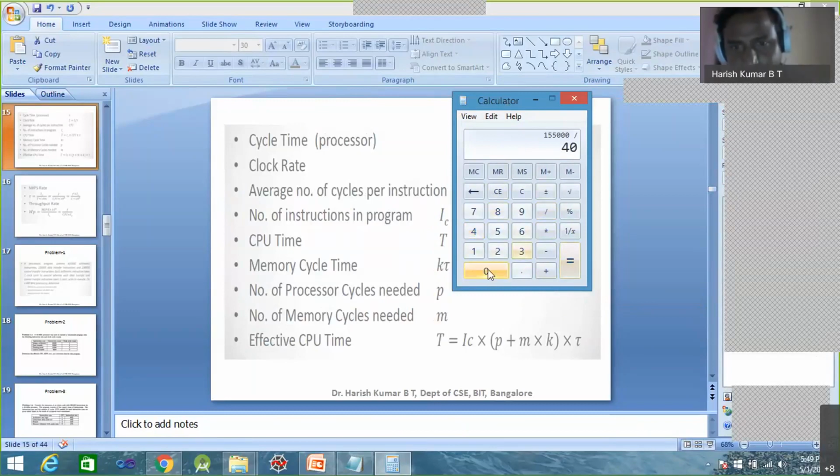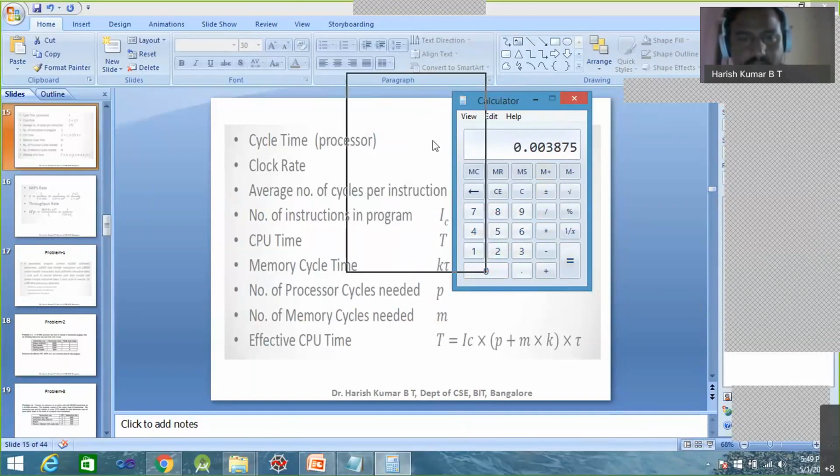I cannot write it all here, so what I'll do is 40 followed by how many zeros? Mega means 6, correct? 40 followed by 6 zeros I have to put. 1, 2, 3, 4, 5, 6 is equal to this. Shift, so 8 milliseconds.